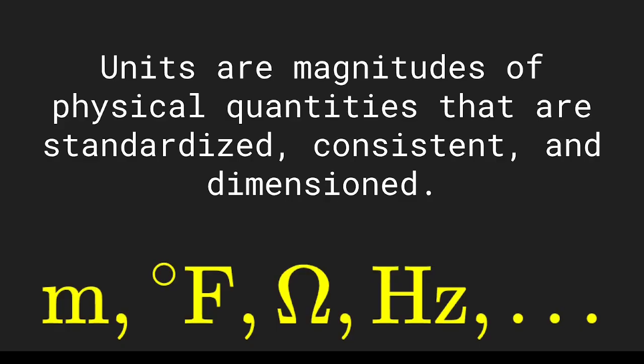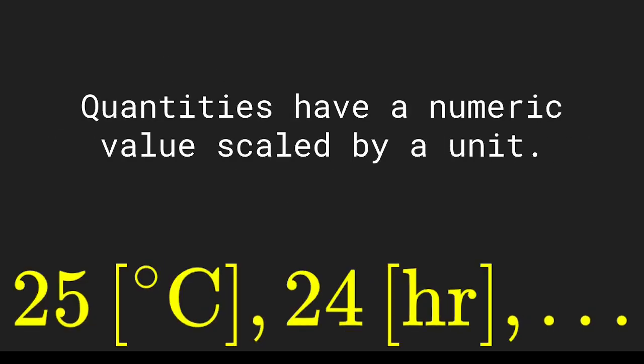Units are magnitudes of physical quantities that are standardized, consistent, and dimensioned. For example, meters, degrees F, ohms or hertz, etc. Now on the other hand, quantities have a numeric value that is scaled by a unit. For example, 25 degrees C, 24 hours, etc.